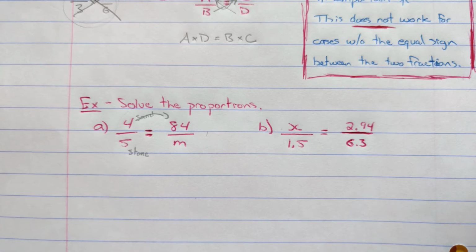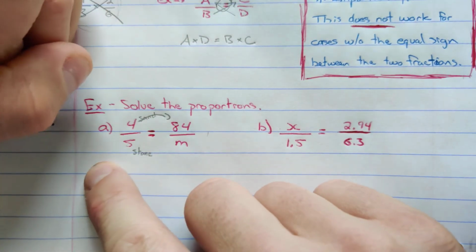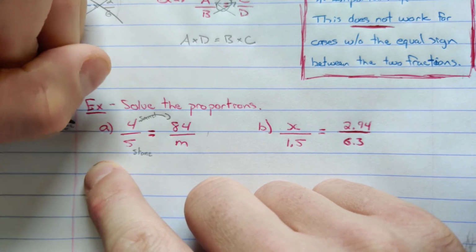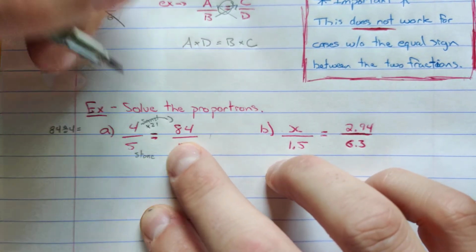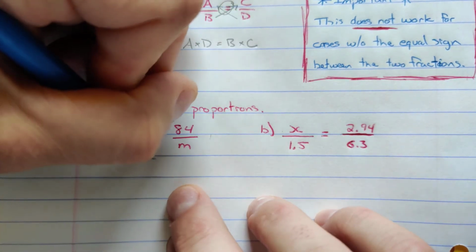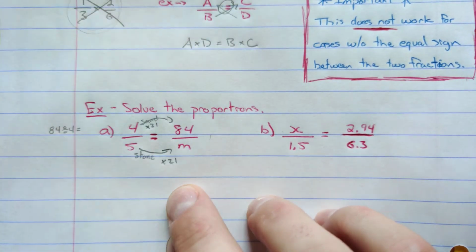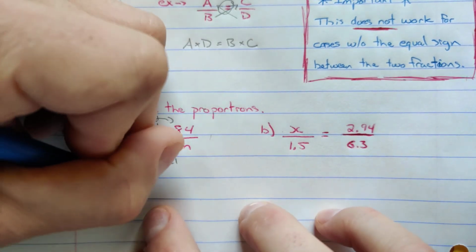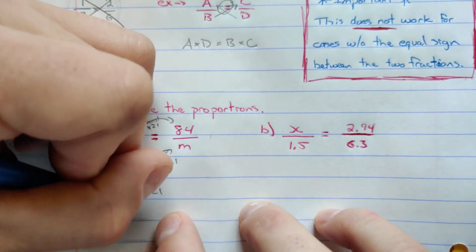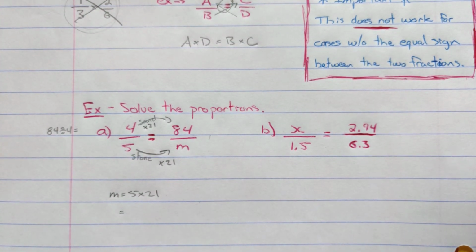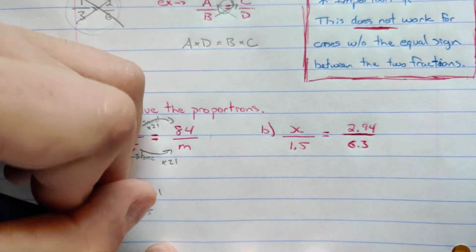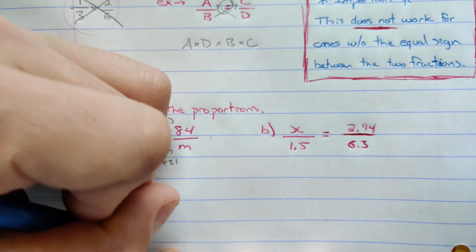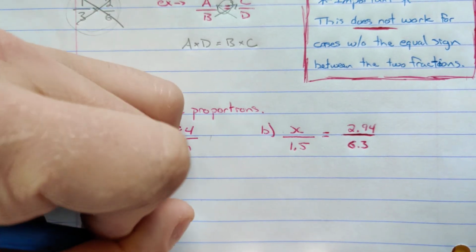Well, 4 times what is 84? All we need to do is 84 divided by 4. What's that equal to? We do 84 divided by 4, and that's going to give us 21. So 4 times 21 is 84. So the 5 is going to be multiplied by 21 to get our m. So m equals 5 times 21, which equals 105. So our missing value is 105. So our proportion should be 4 over 5 equals 84 over 105.